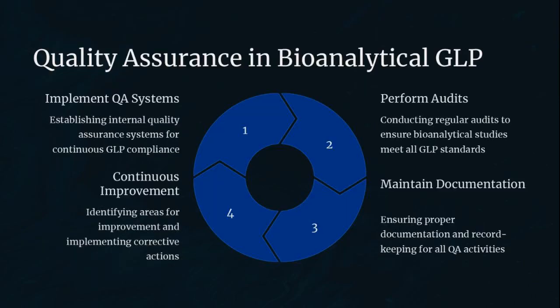Quality assurance in bioanalytical GLP involves implementing QA systems, performing audits, maintaining documentation, and continuous improvement. Establishing internal quality assurance systems ensures continuous GLP compliance. Regular audits are conducted to ensure bioanalytical studies meet all GLP standards. Proper documentation and record-keeping are essential for all QA activities. Continuous improvement identifies areas for enhancement and implements corrective actions.